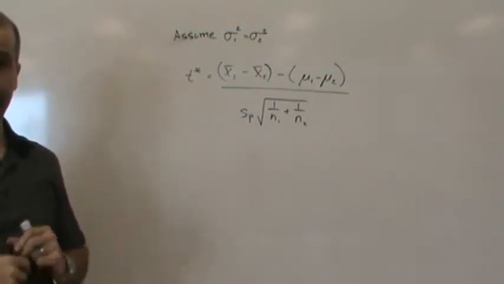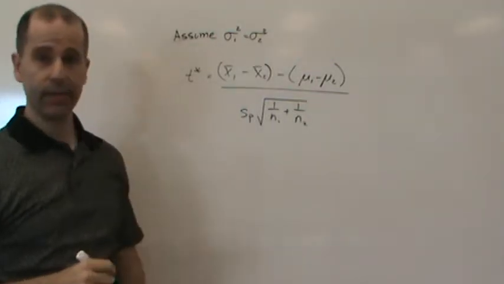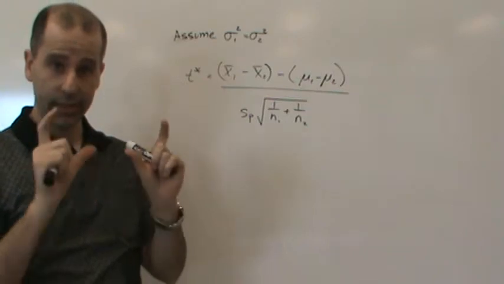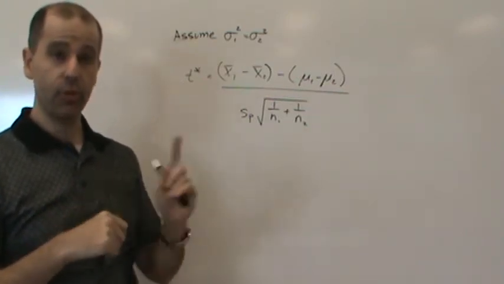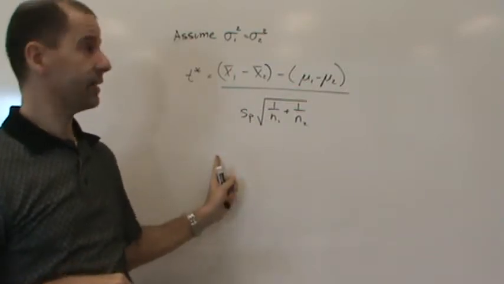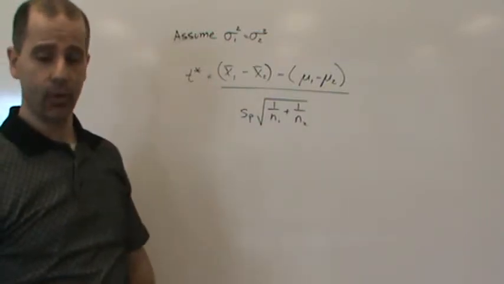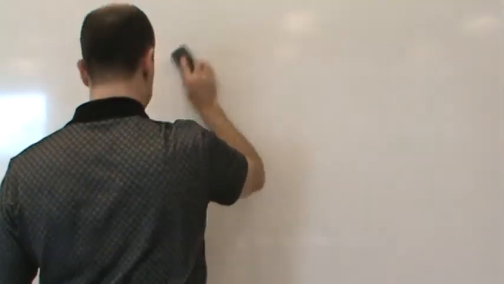Okay? And again, you don't have to do this, because all this means is that on the calculator, on the 2-sample t-test, when it gets to the question of pooled or not, yes or no, in this case you would say yes. Okay? So let's do an example, and then we'll move on.